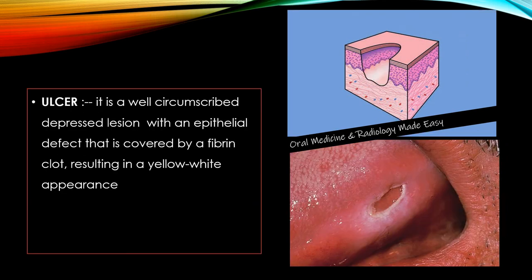Whereas an ulcer is a depressed lesion with an epithelial defect that is covered by a fibrin clot resulting in a yellowish white appearance. So, when compared to erosion, an ulcer is a deeper lesion. It involves the entire length of epithelium and then extends to the connective tissue. So, it's a deeper lesion, whereas erosion is a shallow lesion. Erosion involves only the superficial layers of the epithelium. Ulcer involves the entire epithelium and extends deep into the connective tissue.